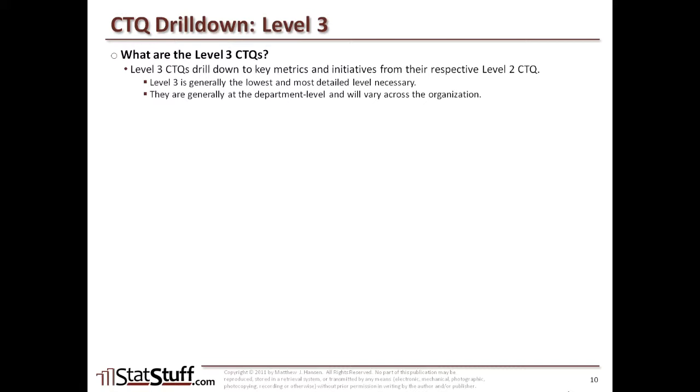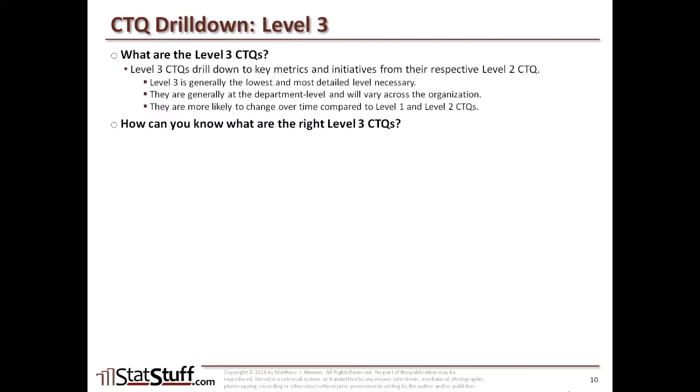And again, despite the differences at level 3, more than likely they will roll up to the same level 2 and then roll up to the same level 1 CTQs. At the same rate as well, these at the level 3 are most likely to change over time simply because of departmental changes or reorganizations that occur within companies very often. It's not uncommon for the level 3 CTQs to also change. So how do you know if you're going to attack the right level 3 CTQs?